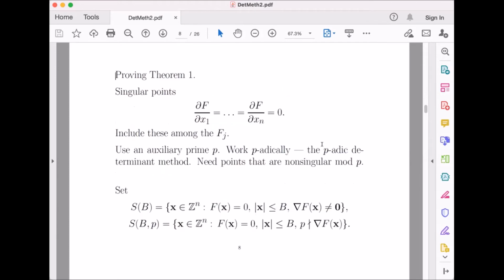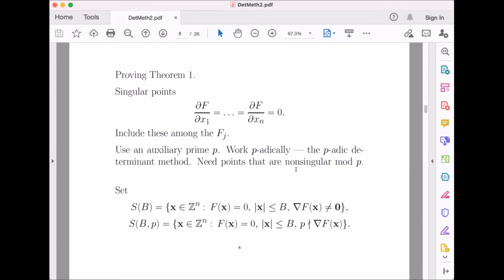Okay, so now it's time to think about how you would prove theorem 1. The first thing we do is to deal with the singular points on f equals 0. Well, singular points are defined by the vanishing of the partial derivatives. So all we need to do is to include each of these partial derivatives amongst the fj's. And of course, there are n of these, so that's bounded in terms of n and d.